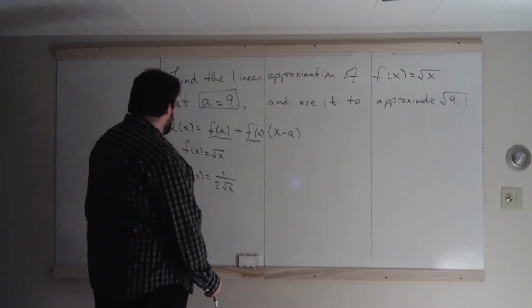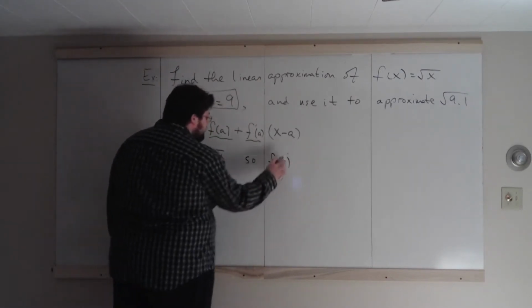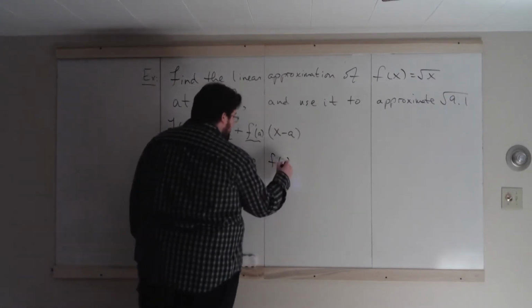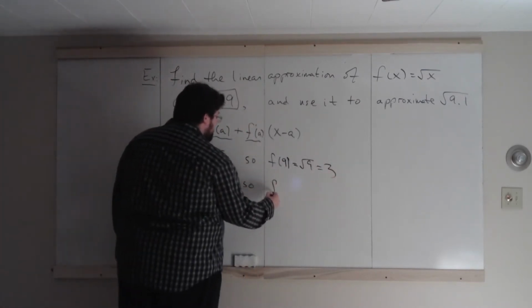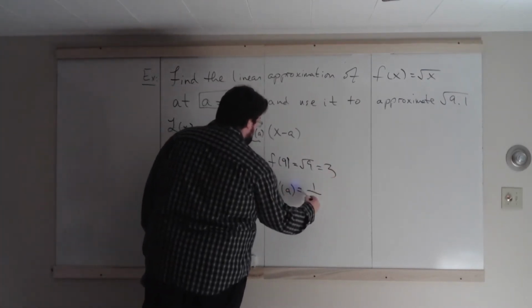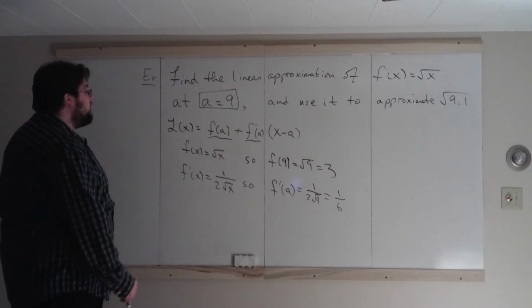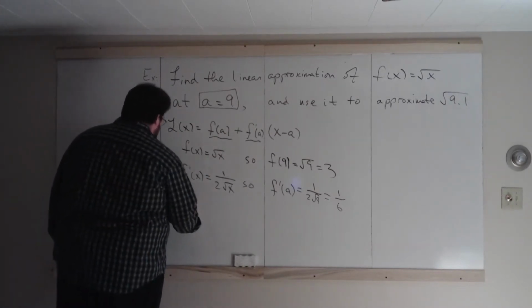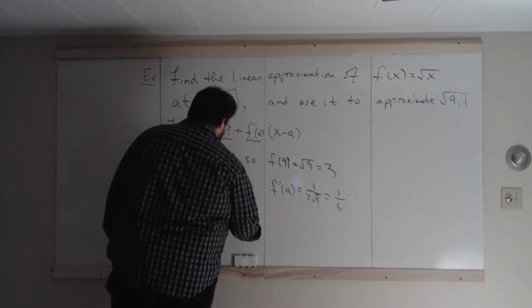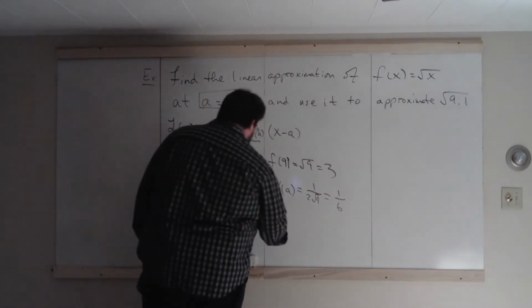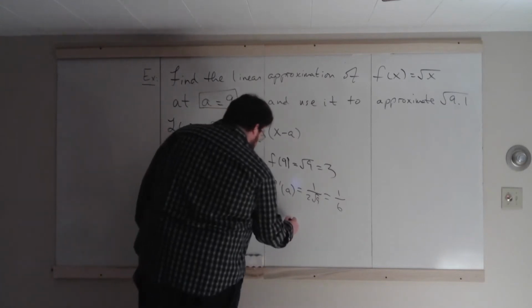So f of a, f of 9, I should say. F of 9 is square root of 9, which is 3. And f prime of a is 1 over 2 root 9, so 1 over 2 times 3, so 1/6. And now we can find the linear approximation. So L of x equals f of a, 3, plus f prime of a, 1/6, times x minus a, times x minus 9.